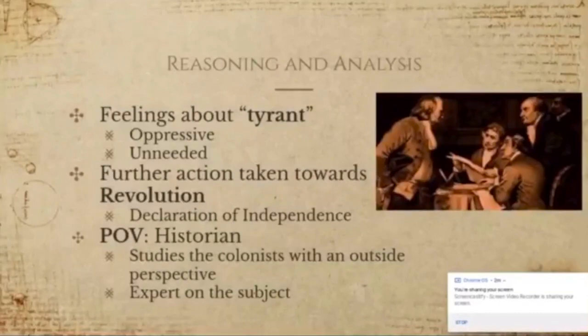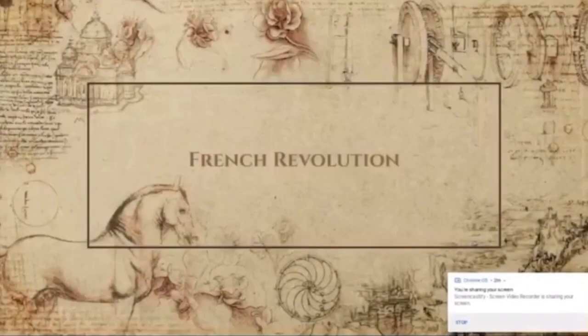This shows his feelings about a tyrant. It shows him as oppressive and that it was unneeded and that further actions were needed to take towards making a revolution. And this was the Declaration of Independence. Point of view, this man was a historian. He studied the colonists from the outside. So when you study people, you become an expert on the subject.